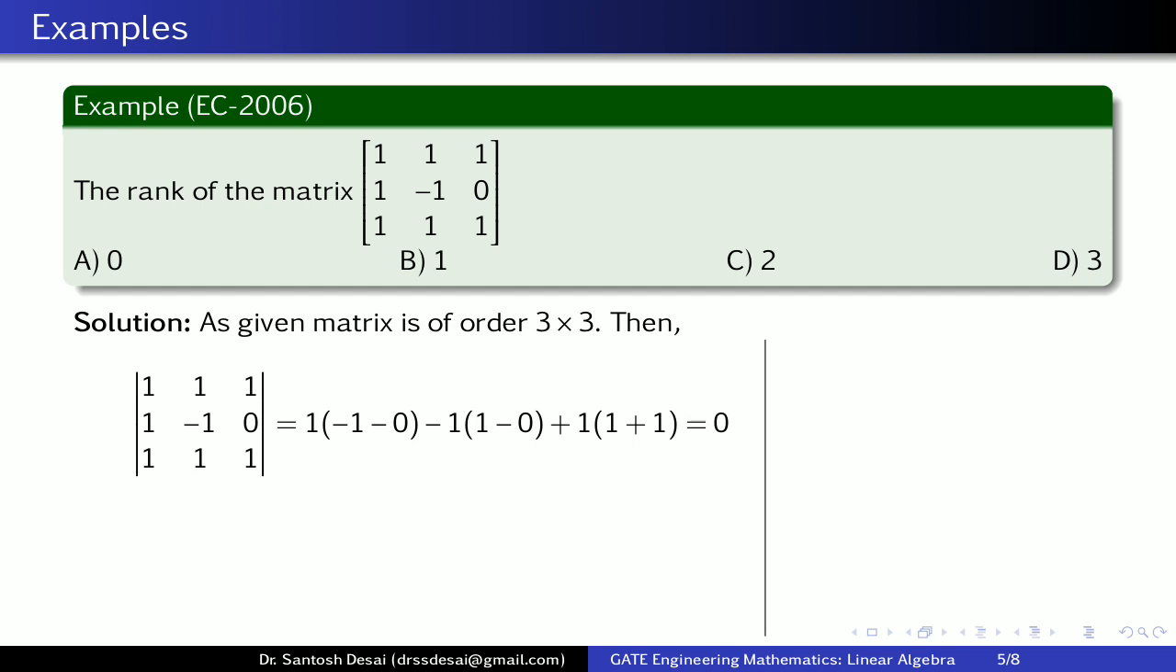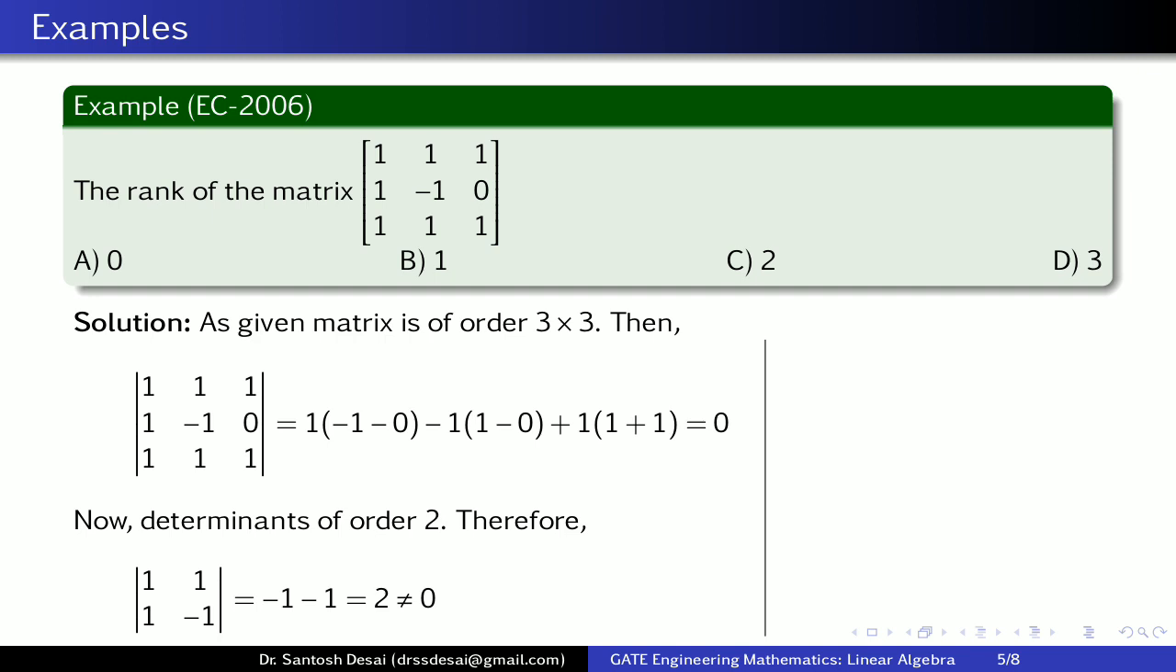Now the determinant of order 3 is 0. So by the procedure we have to go for the determinant of order 2, which is obtained by deleting a row, a column or both row and column. So let us consider the first determinant of order 2 as 1, 1, 1, minus 1, which is obtained by deleting the third row and third column of the given matrix. Simplifying this, we will get minus 2, which is not equal to 0. So by definition you can say that the rank of this matrix is 2, and that is the conclusion.